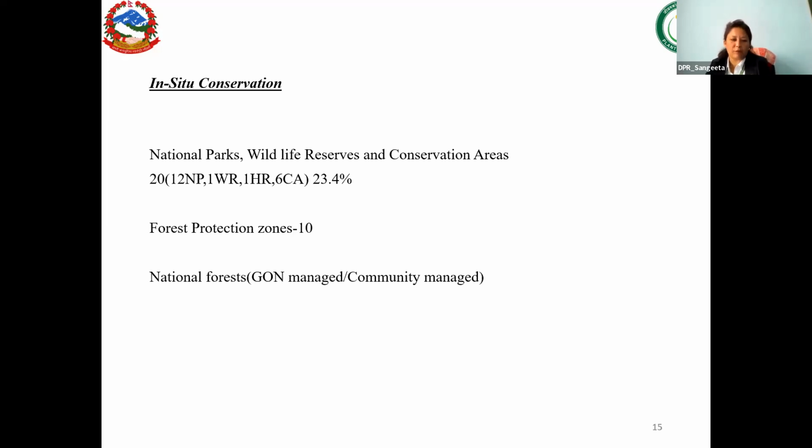So we have 10 forest protection zones where important species are being protected, and we have national forests, which are government managed or community managed forests, being managed by the community or the government for the protection of these plant species.